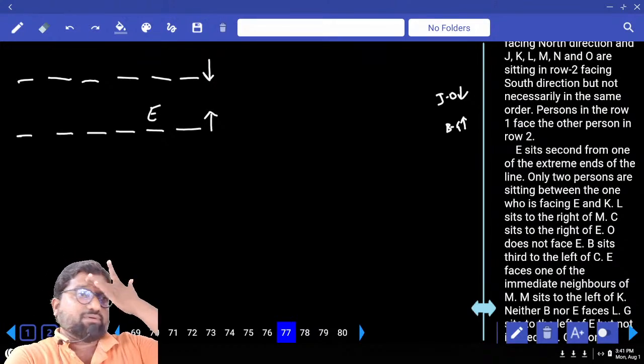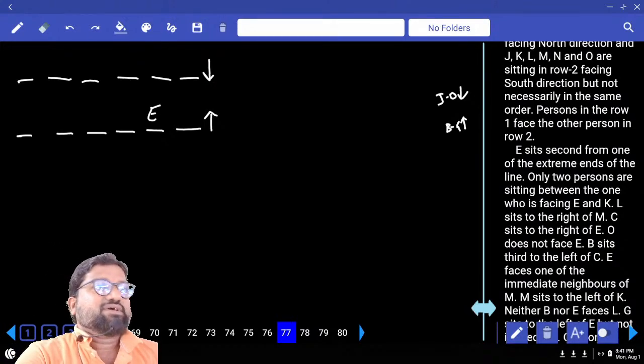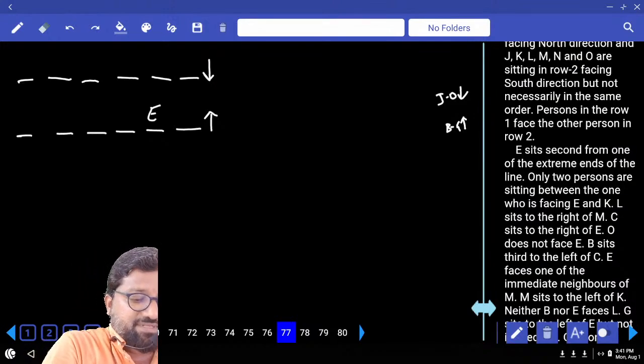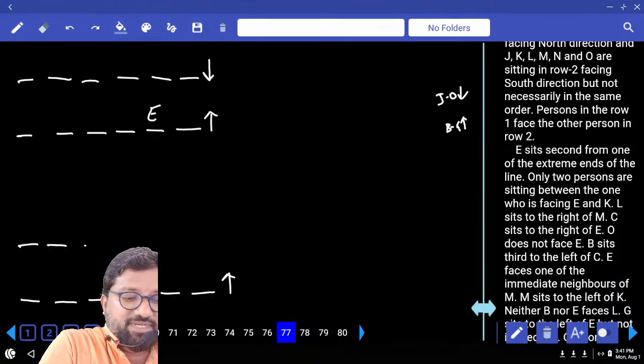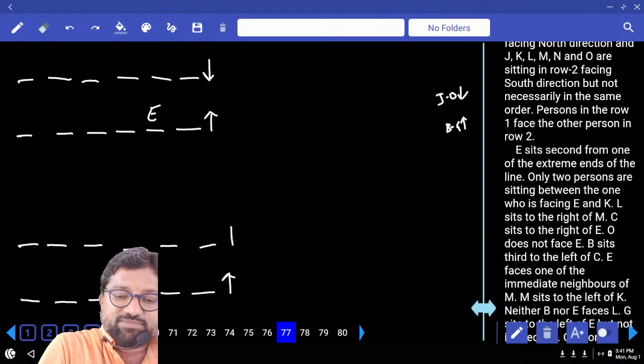Multiple clues I am seeing on E. So whenever you see more clues on E, there is no other possibility, but we have to split the question into 2 parts. There are multiple clues on this, so I am splitting the question into 2 possible cases. This is E and this is E.